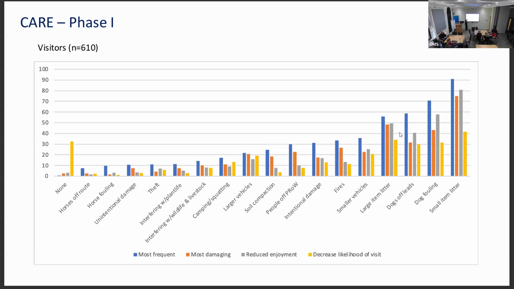What I think is really heartening is the decreased likelihood of visits: for a large proportion of people, 30%, none of that stuff would actually decrease the likelihood of their visit. But what it also does say is that 70% would be turned off by some of these things.